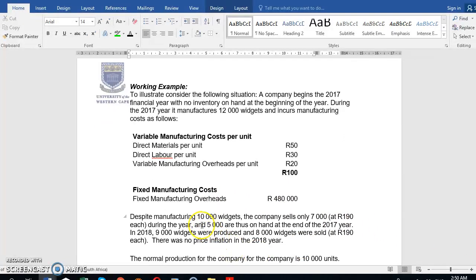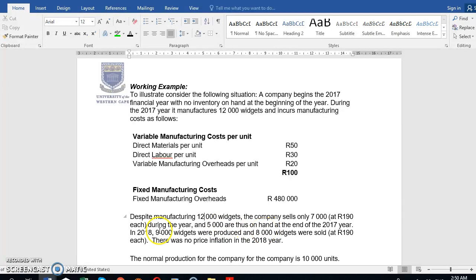Then it says, despite manufacturing 10,000 units, this should read 12,000 units. So despite manufacturing 12,000 units, the company sells only 7,000 at 190 during the year, and 5,000 are thus on hand at the end of the 2017 year. That makes sense. You start with 0, you produce 12, you sell 7, so you're left with 5.